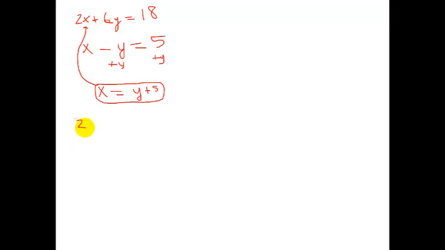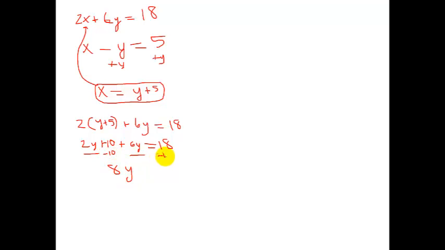And now you could take this and substitute it in right here. And if you did that, you'd get 2, and instead of x, we put in y plus 5. Remember, it's very important to put these parentheses around your substituted value. Plus 6y, again, I'm coming from this top equation, equals 18. So here we can distribute: 2y plus 10 plus 6y equals 18. I'm going to combine the 2y and the 6y to give myself 8y, and I'm simultaneously going to subtract 10 on both sides. 18 minus 10 is 8, and actually it worked out nicely.